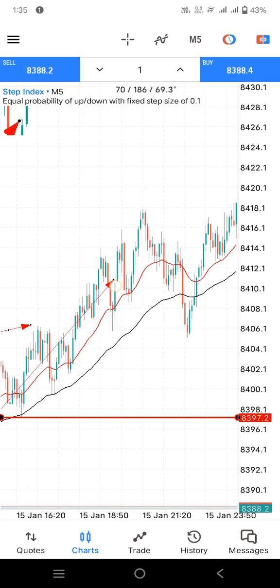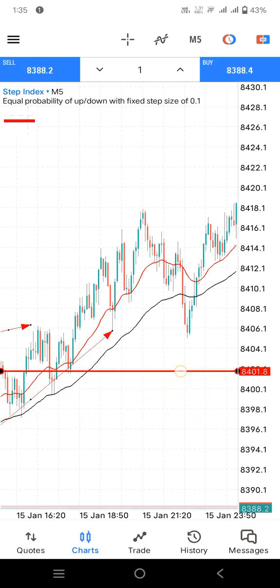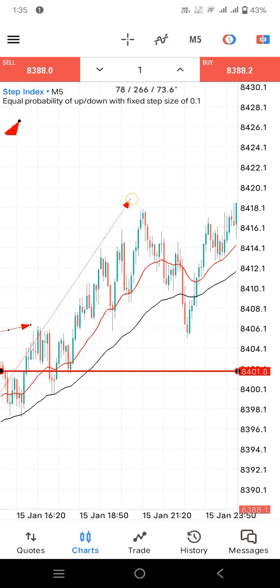And once again the market comes back down and touches this previous moving average. Go for another buy and move your stop loss here, and here is your buy.